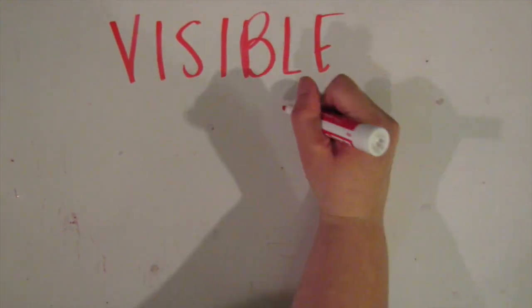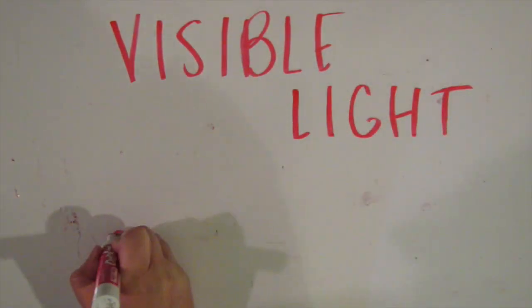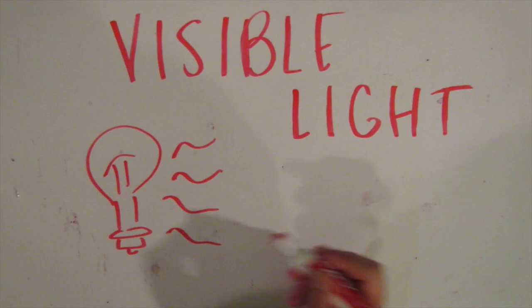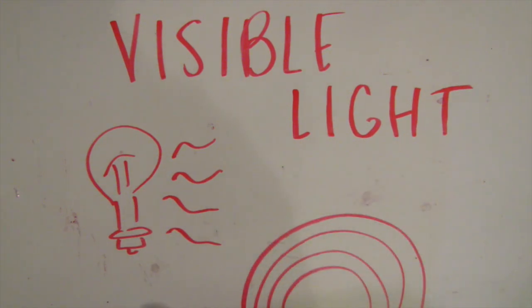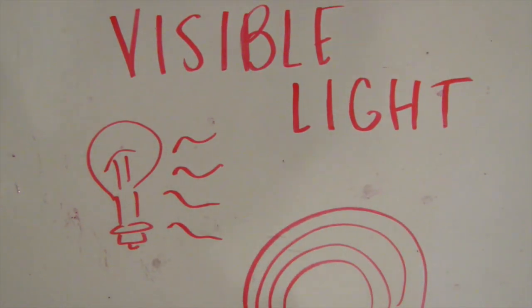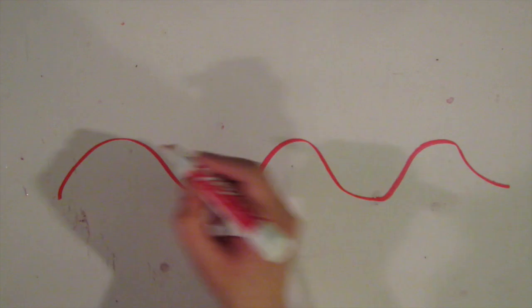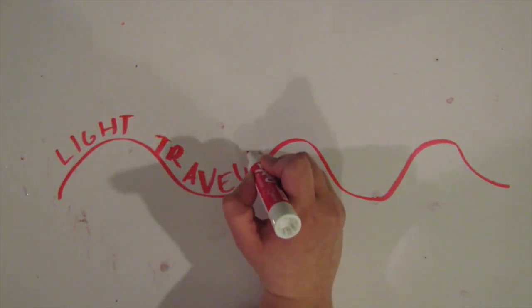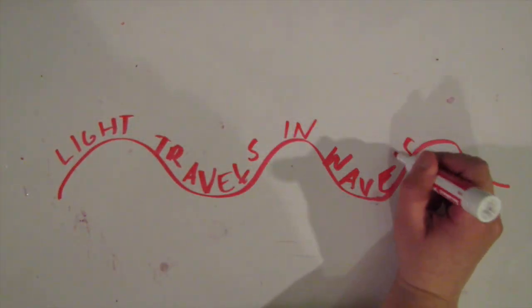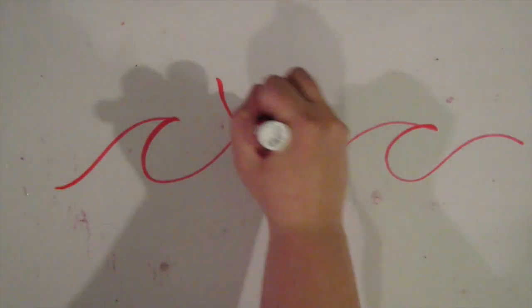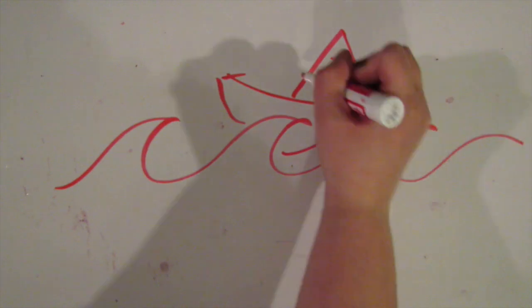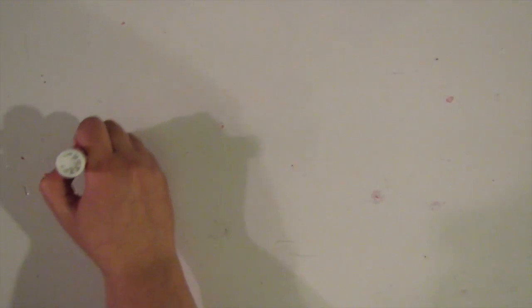The light that we can see with our eyes is called visible light. And it's actually only a small portion of what light really is. But it includes all the light that we can see, like the light coming from a light bulb or the colors of the rainbow. But all types of light, the ones that we can see and the types that we can't see, have something in common. And that is that they travel in waves. Just like water travels in waves on the ocean, light travels in waves wherever it goes.